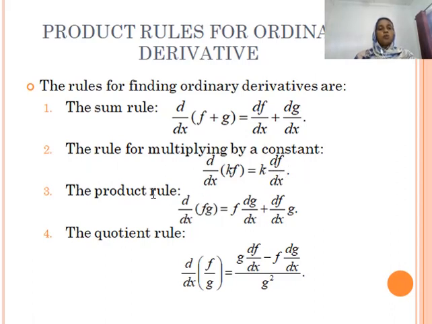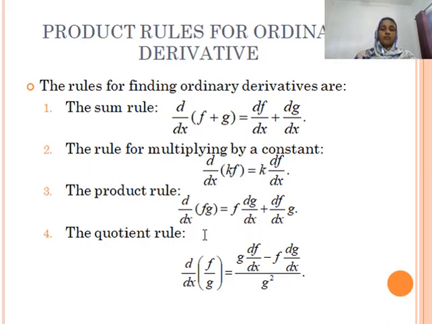Okay. Now the product rule. Here there are two functions. We have to find the derivative of the product of these functions f and g. Then you can apply the product rule: f into dg by dx plus df by dx into g. This is the product rule.